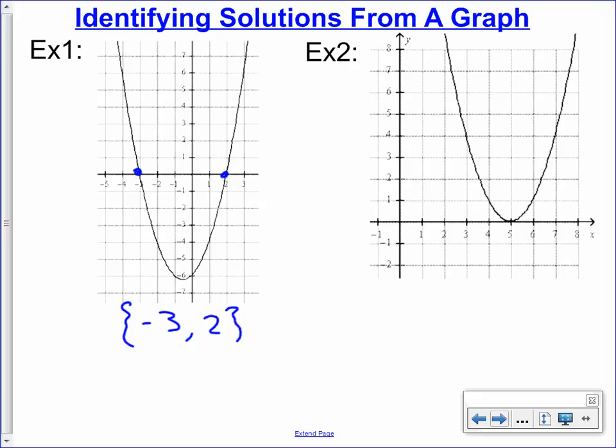In example 2, notice the graph only touches once on the x-axis. So the solution for this would just be 5. But since it's a quadratic, we know we have to have two solutions. That's why 5 is called the double root, and this is going to come up again in just a little bit. When it touches once and bounces back up again like it does here, that's a double root.